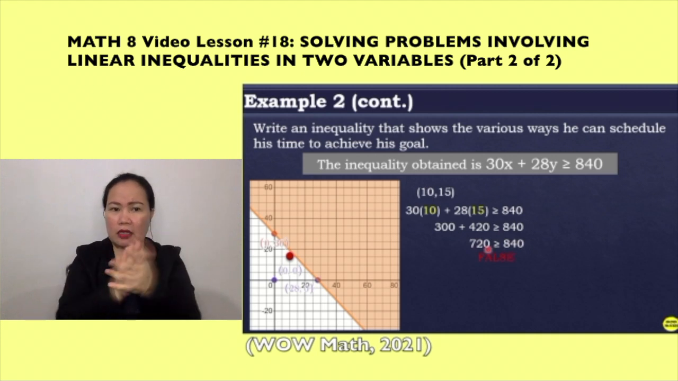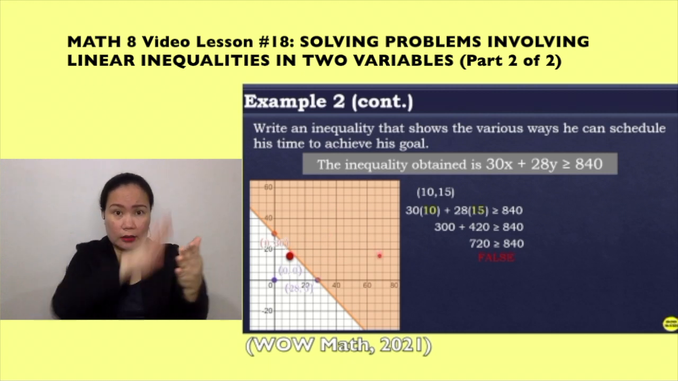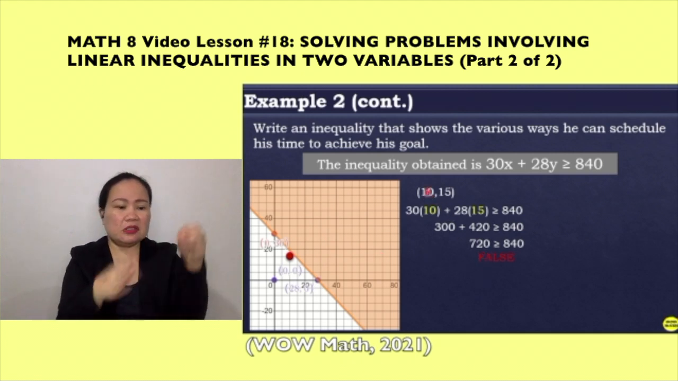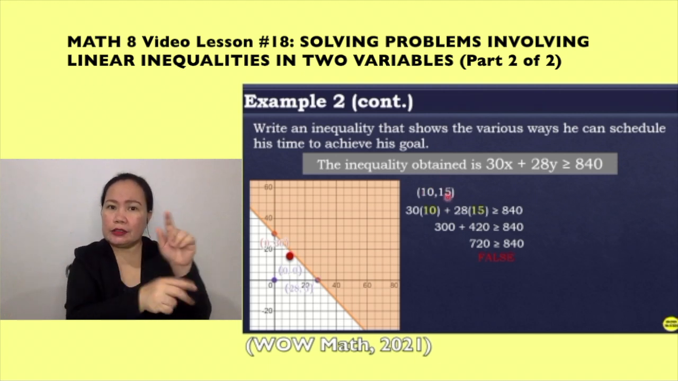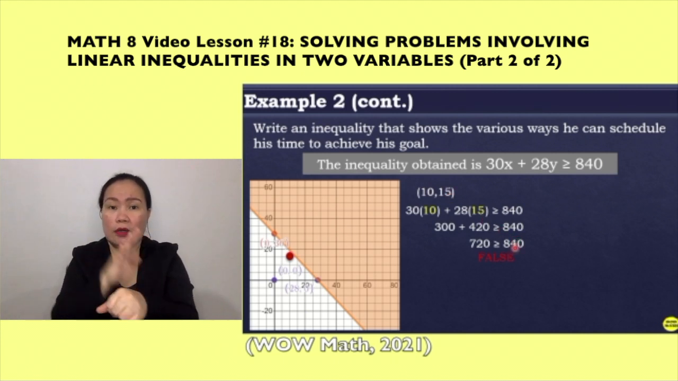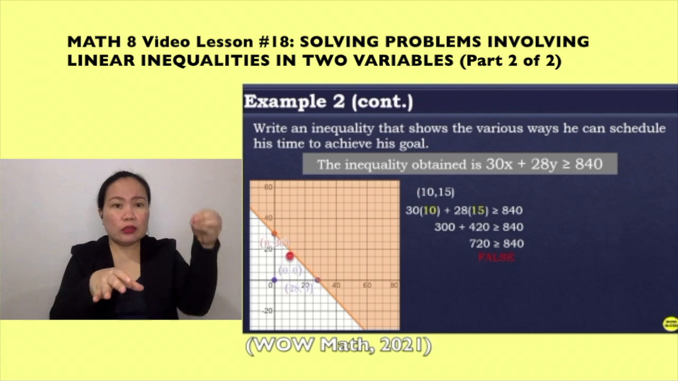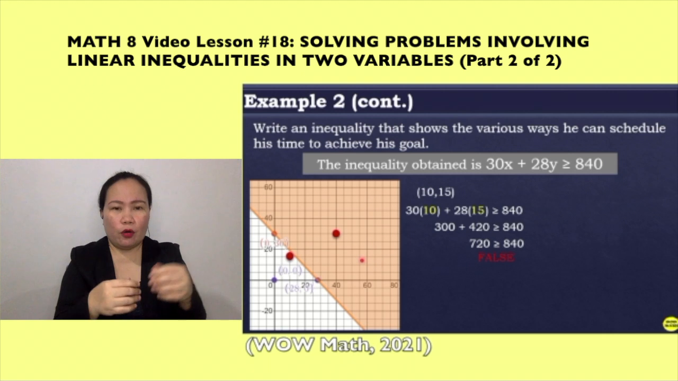Okay? So, as you can see, sa graph nakikita mo, kaya mas maganda, mas okay na i-graph natin siya. Okay? Makikita mo kagad kung part siya ng solution or not. So, ibig sabihin, hindi siya pwedeng mag-work ng 10 hours dun sa first job at 15 hours sa second job. Bakit? Hindi siya makakapag-earn ng minimum of 840 pesos per week. Okay? So, kita naman po sa ating graph na nasa outside siya ng ating shaded region. So, ibig sabihin, hindi siya part ng solution. Okay? Kuha naman tayo ng ibang point.